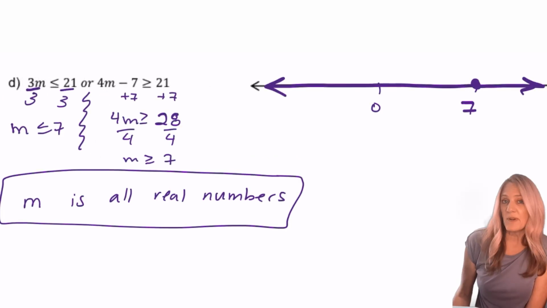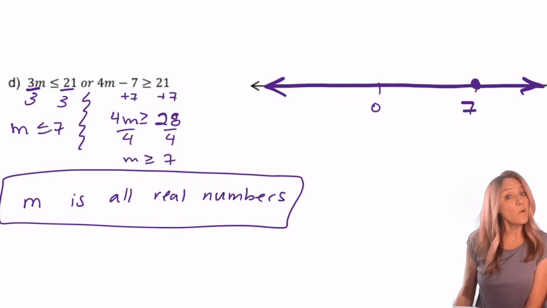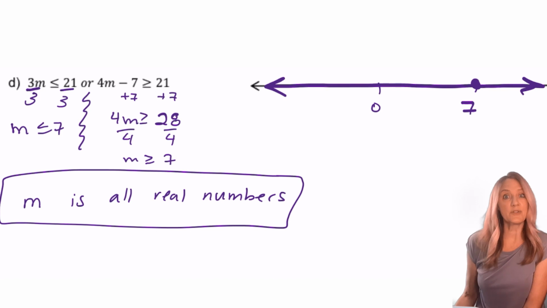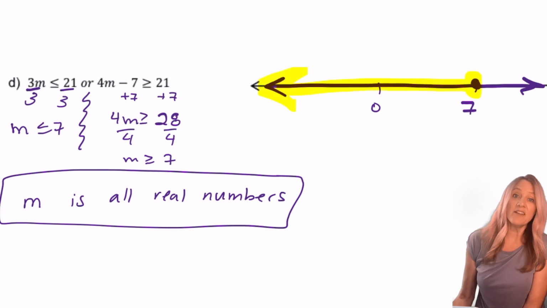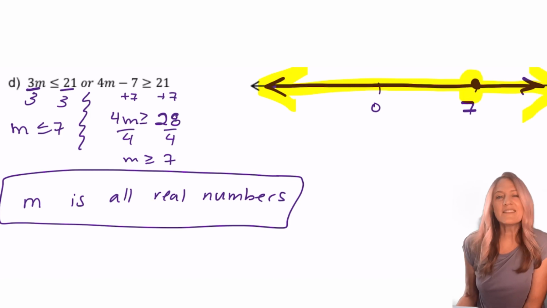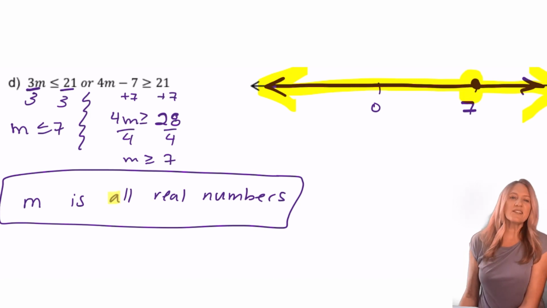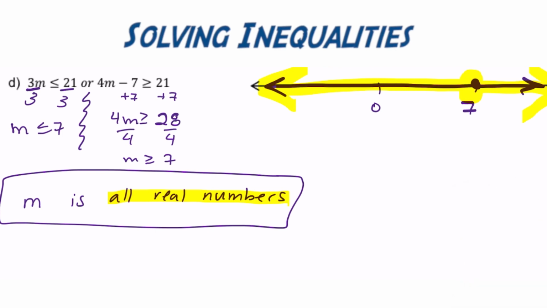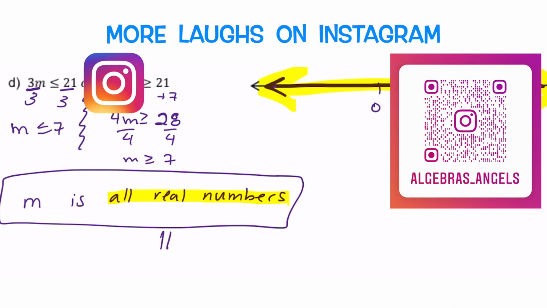Okay, so on this next one, m less than or equal to 7 or m greater than or equal to 7. So as we plot those two, closed circle, less than, points left, closed circle, greater than, points to the right, well, it ends up the entire number line. So this is m is all real numbers. Infinitely many solutions.